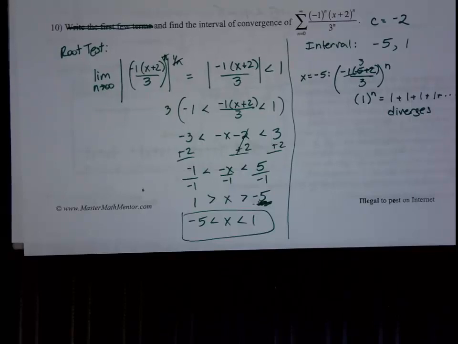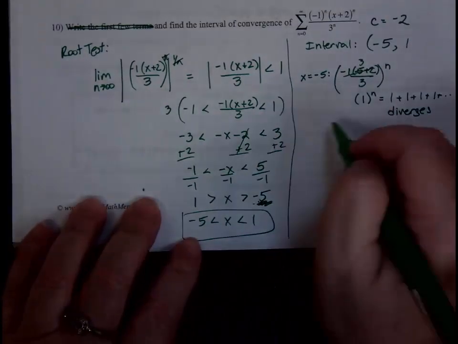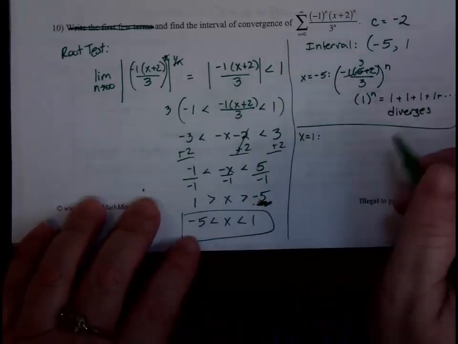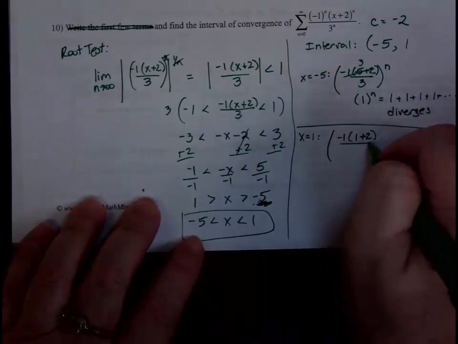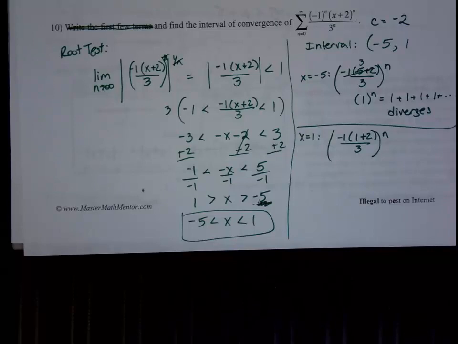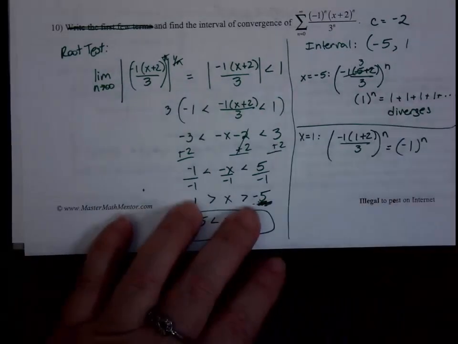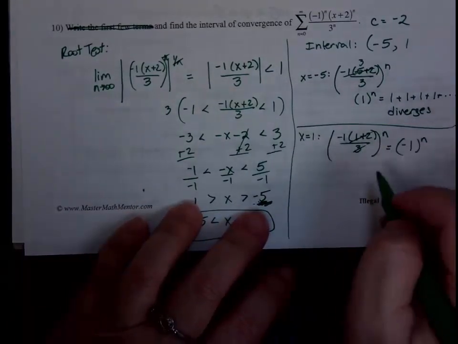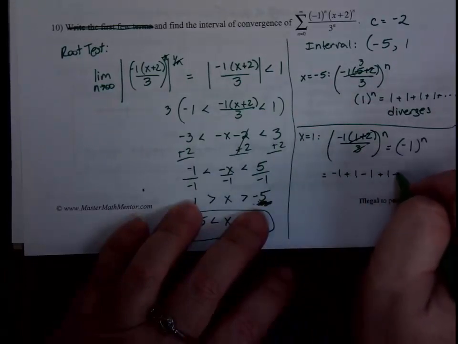So, -5 gets a what? It gets a parenthesis. Now x equals 1. So we're going to have -1 times (1 plus 2) over 3 to the n. It's going to clean up to be (-1) to the n. Agreed? Because that parenthesis is 3 over 3, leaving the -1. So that's going to be -1 plus 1 minus 1 plus 1, and so on.